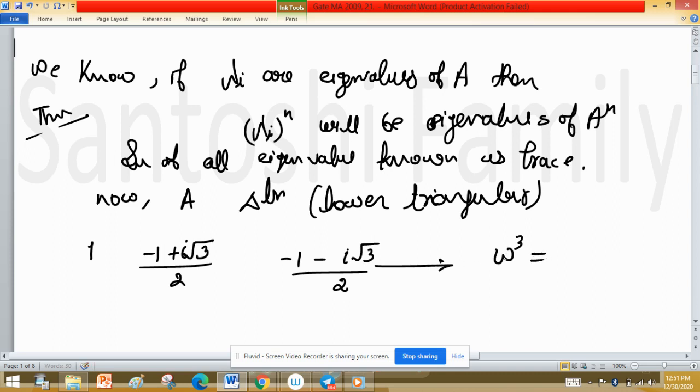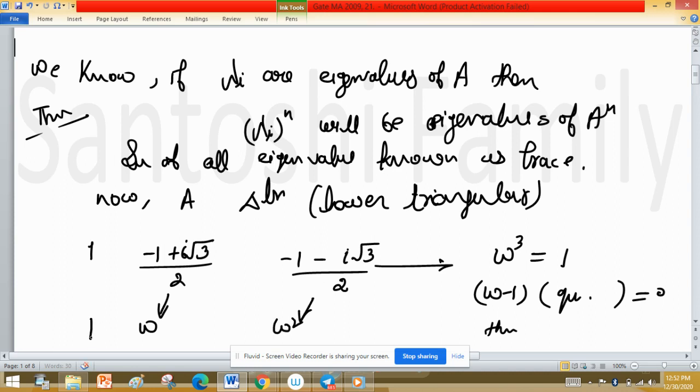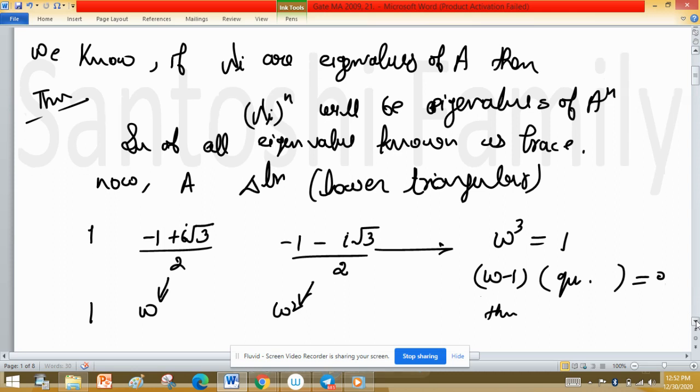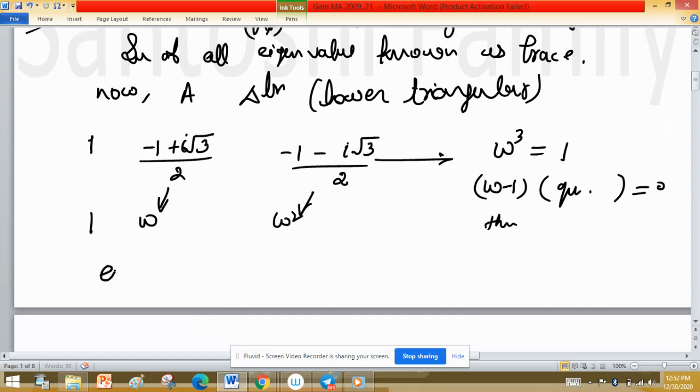It means ω cubed equals 1, and if you solve the quadratic equation ω² + ω + 1 = 0, then you can find it easily. So this is the value of ω, and if you square this one, then you will get this entry. It means 1, ω, ω² are the eigenvalues of A.